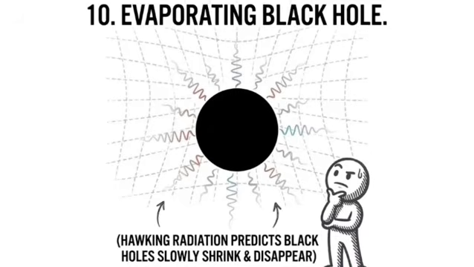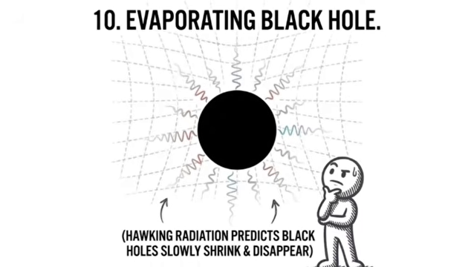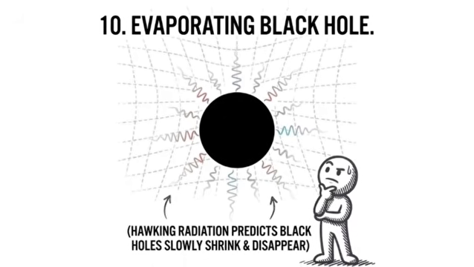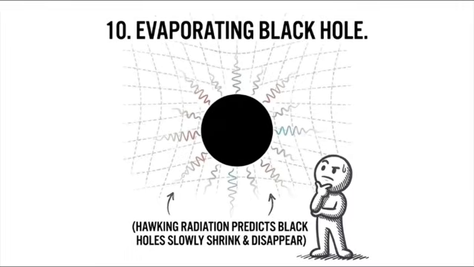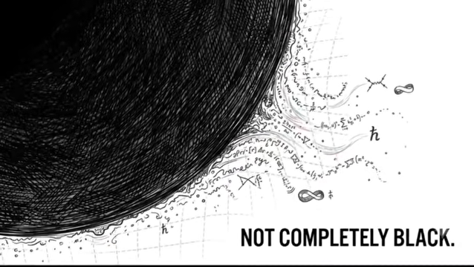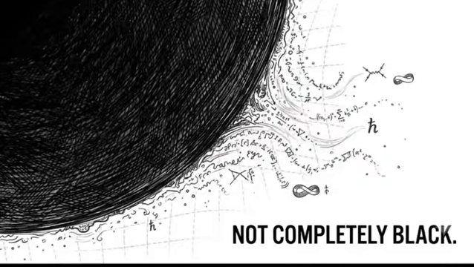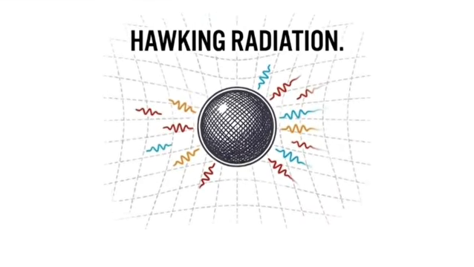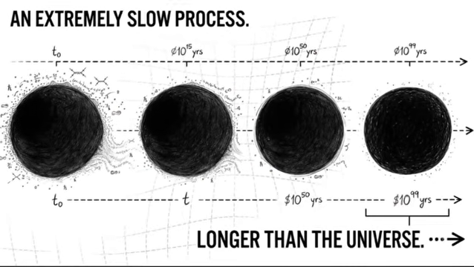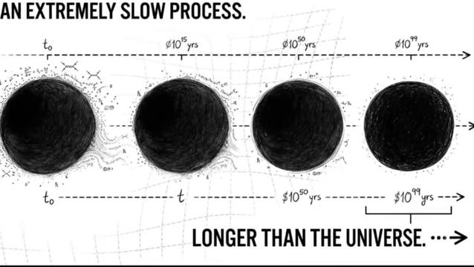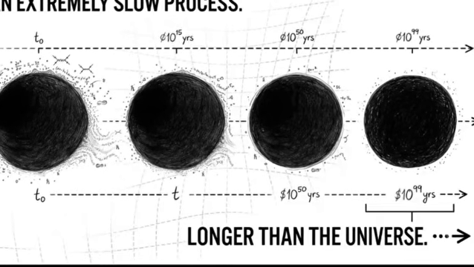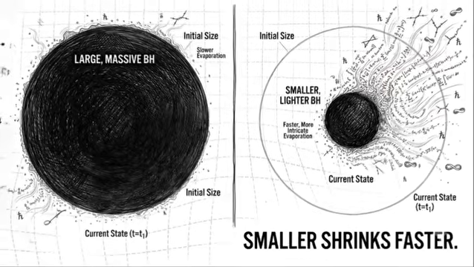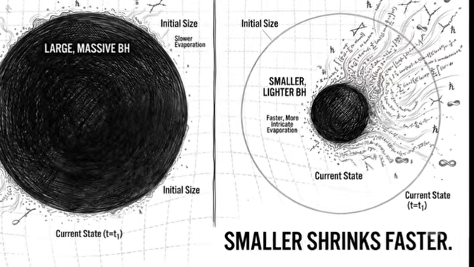Evaporating black hole. An evaporating black hole represents the final stage predicted by Stephen Hawking's theory. According to quantum physics, black holes are not completely black. They slowly release tiny amounts of energy called Hawking radiation. For large black holes, this process is incredibly slow and takes far longer than the current age of the universe. Smaller black holes would lose mass much faster.